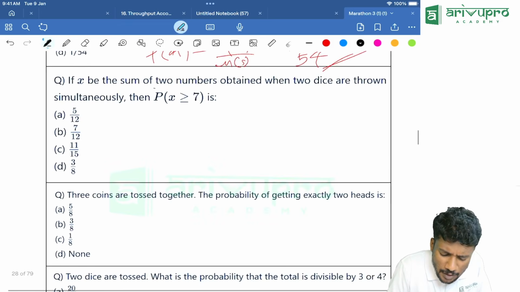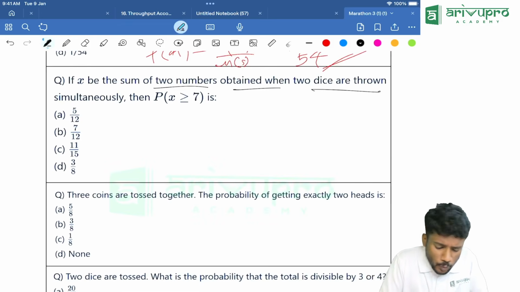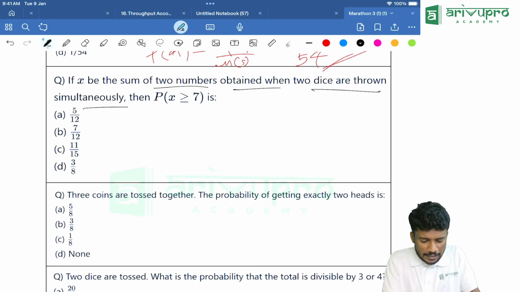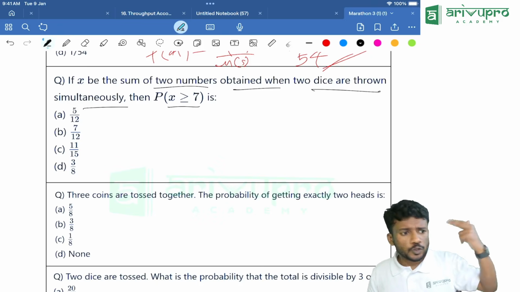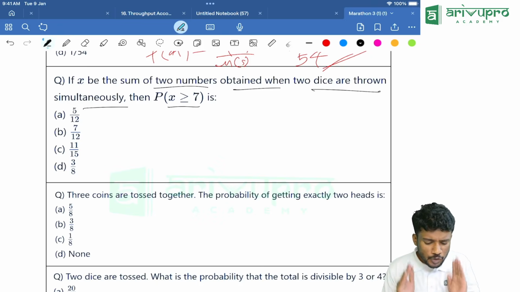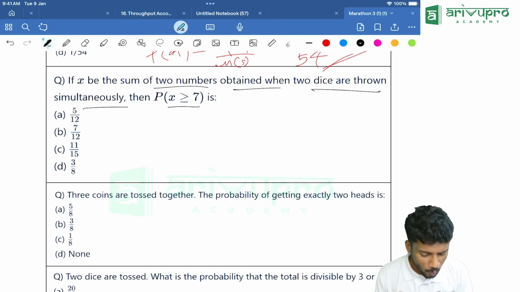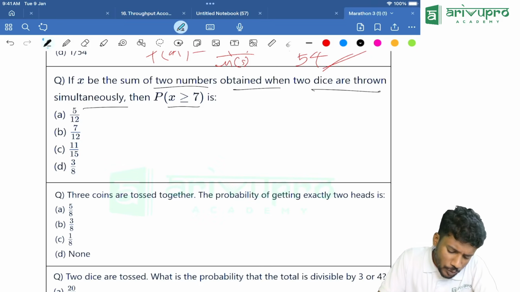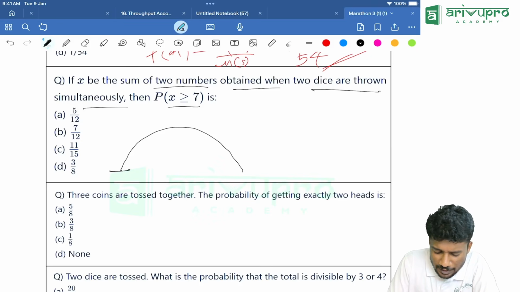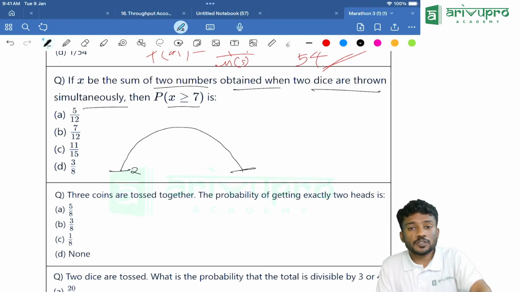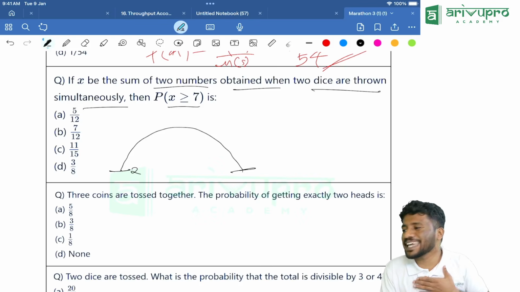Now, if x be the sum of 2 numbers obtained when 2 dice are thrown simultaneously, then P of x greater than or equal to 7. That means the sum should be greater than or equal to 7. Do you remember this thing now, everyone? The arc thing. I will draw an arc. Then the sum is 2. Then what is the maximum sum when 2 dice are thrown? If I add both the numbers, what is the maximum sum I can get?